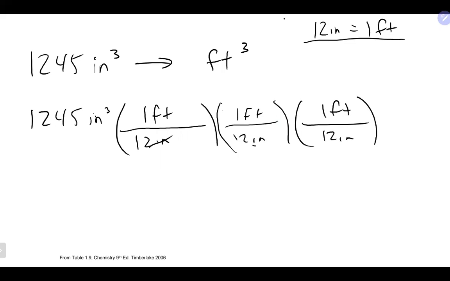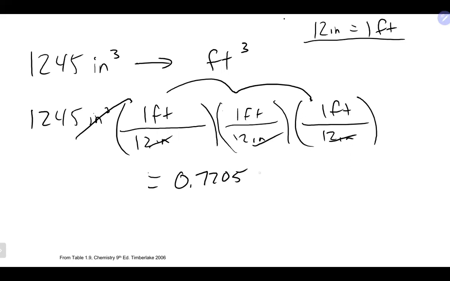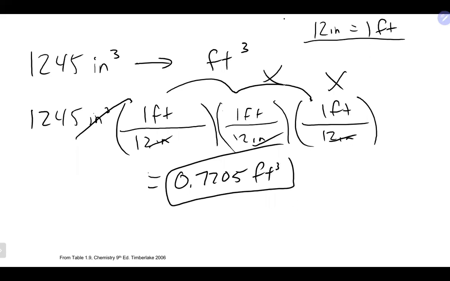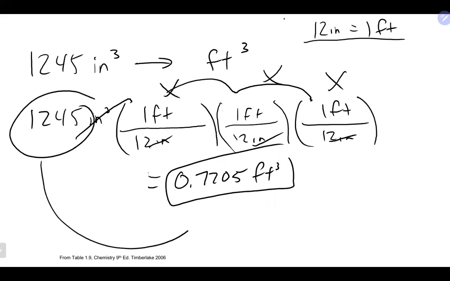This way, inch, inch, and inch, that is cubic inches, which cancels them all out. When we now multiply, that's feet times feet times feet, which is cubic feet. And we do get the right number here, hopefully. That would then be 1245 divided by 12, divided by 12, and divided by 12, which gets us 0.7205 cubic feet. Exact number, exact number, exact number, 4 sig figs in terms of our answer.